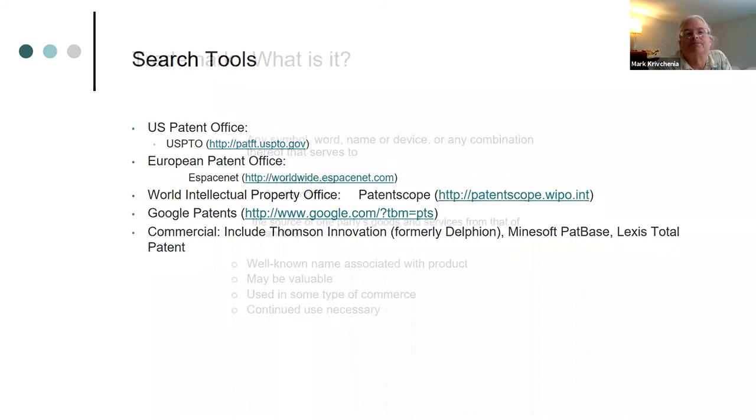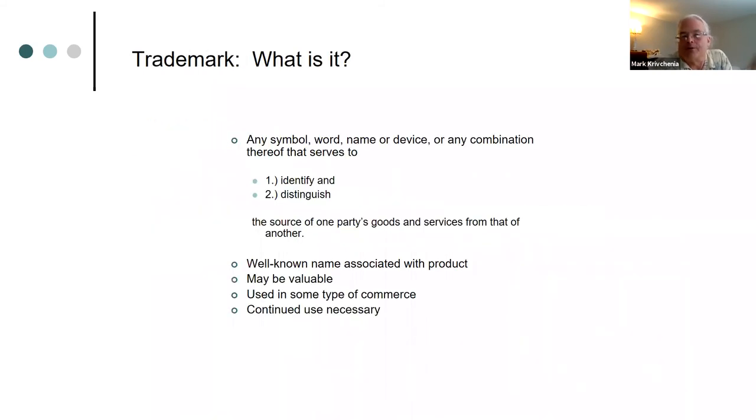Okay, going on. So we've talked about copyrights, we've talked about patents. The next one is trademarks. Well, it's a word, a symbol, a name that identifies and distinguishes the source of a party's goods or services from that of another's. It's a well-known name associated with the product. It may be valuable, often is valuable. It has to be used in some type of commerce. You just can't have a trademark and not use it. And continued use is necessary.